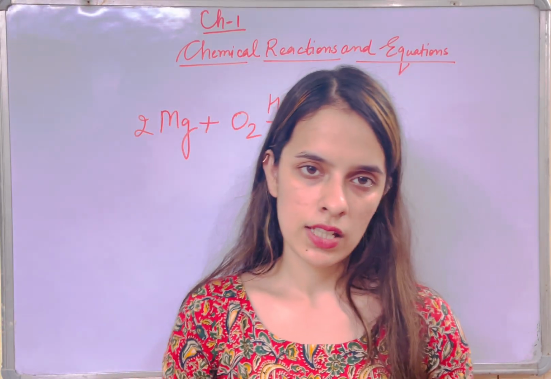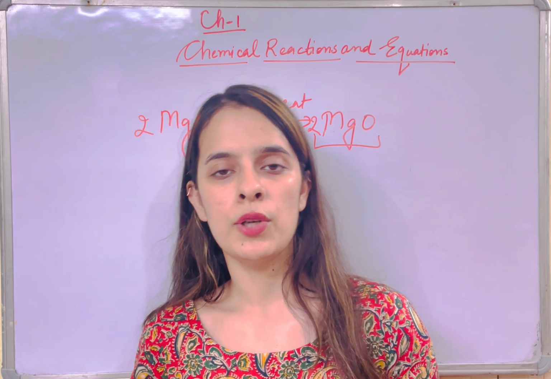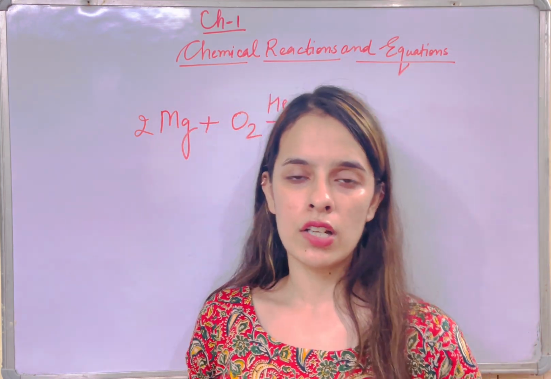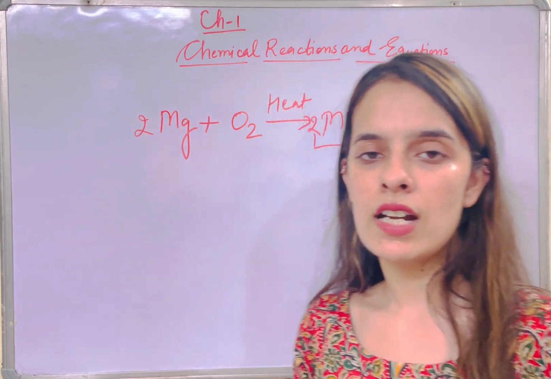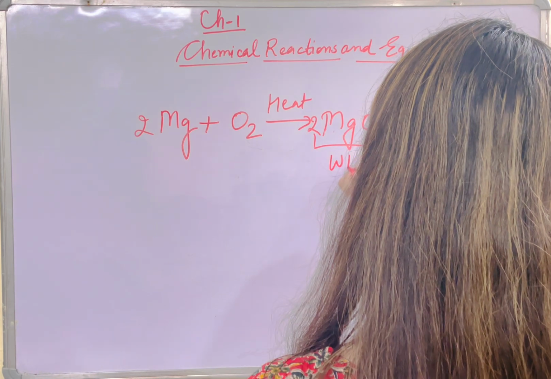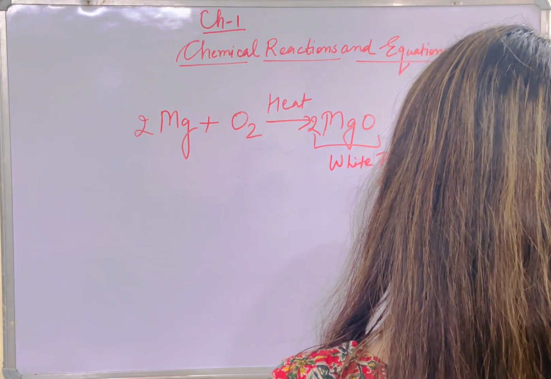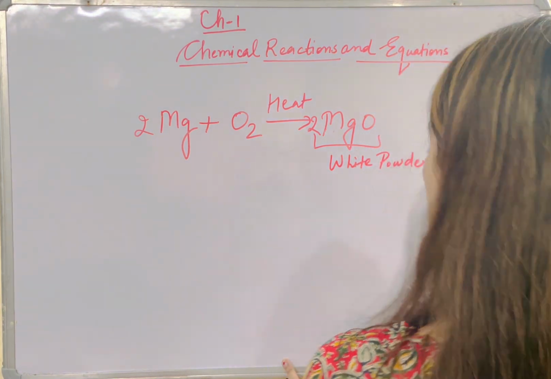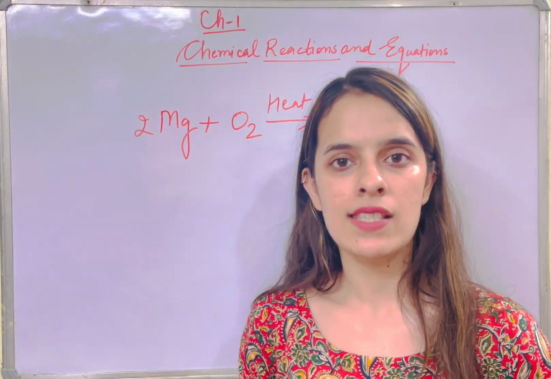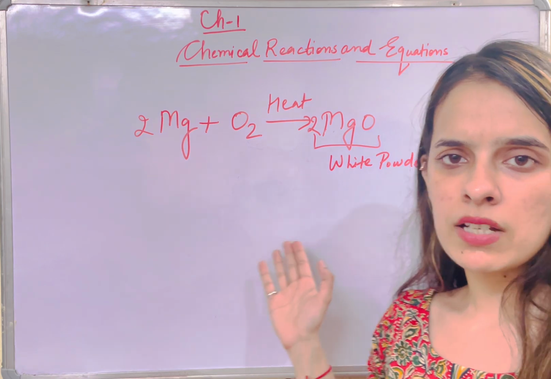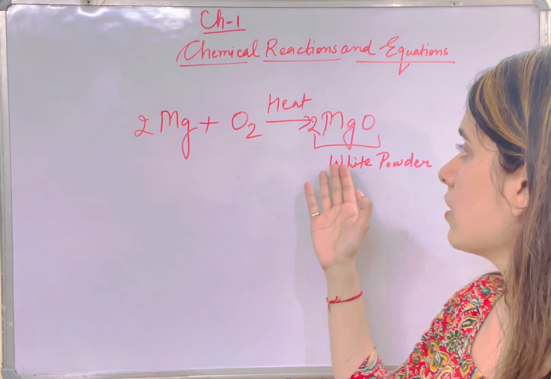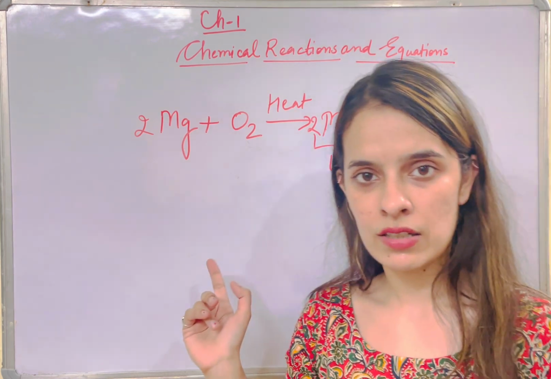So if we see that it has been converted into a white powder, when you burn a magnesium ribbon, it will be converted into white powder. So what is that white powder called? It is called magnesium oxide, with a dazzling flame, which is harmful for our eyes as well. So this is also a chemical change. You can see that initially it was magnesium only, so after that it has been converted into magnesium oxide.